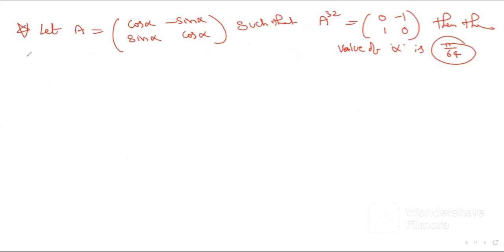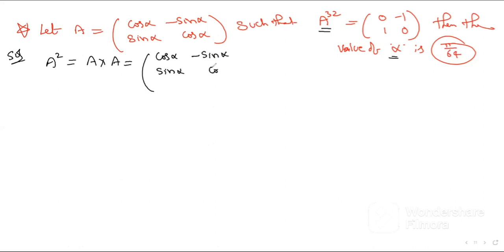Okay, now let us explain the next question. Here in the statement, matrix A is given, as well as A to the power 32 value [0, -1; 1, 0] given. Then find out the value of alpha. First find out the A to the power 32 value. First find out the A square value. A square is equal to A into A. What we get here? The A value is [cos alpha, -sin alpha; sin alpha, cos alpha] into [cos alpha, -sin alpha; sin alpha, cos alpha].